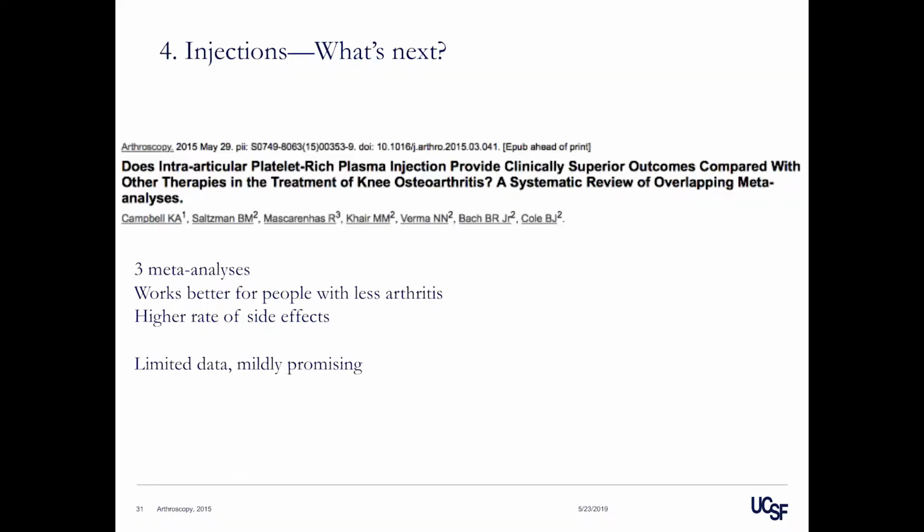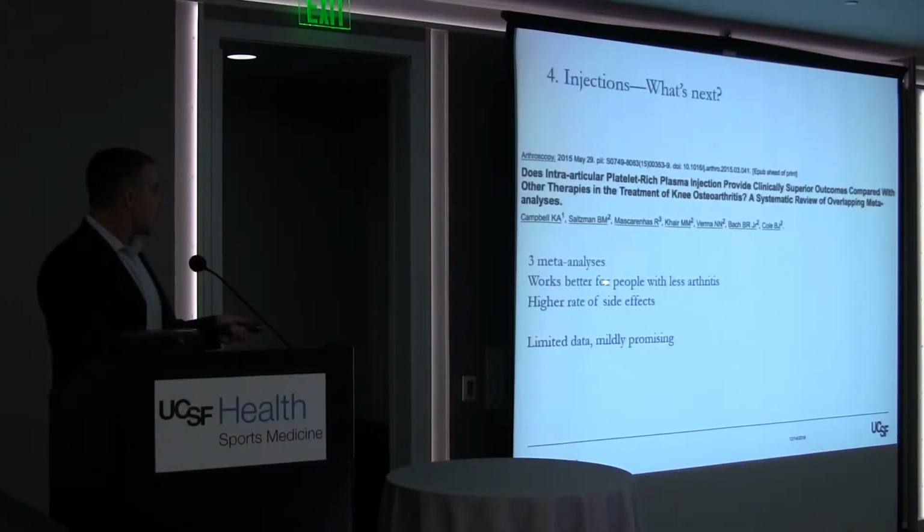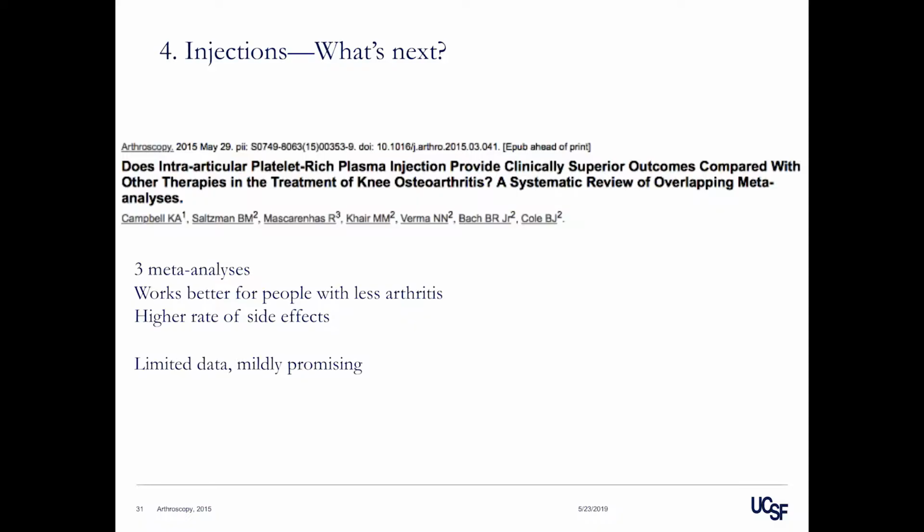So this was a study done. It was a systematic review of overlapping meta-analyses, which I don't know exactly what that means, but I think it's a systematic review of systematic reviews when all the systematic reviews are done. But what they found in this summary was it tends to work better with people with mild arthritis, and they said that although there's limited data, it's mildly promising.